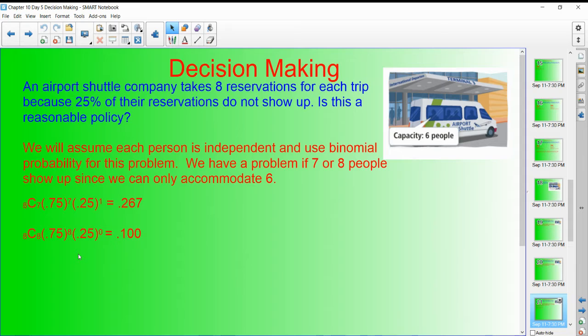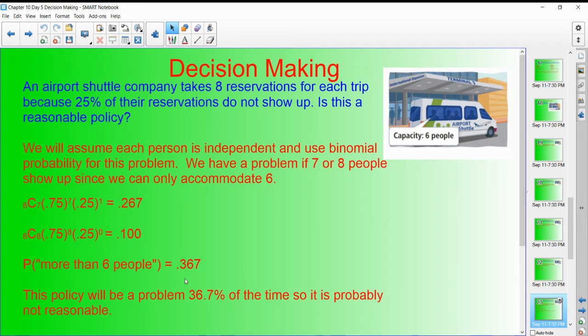So now we can figure out the probability that 7 or 8 people show up by adding these. And we realize that roughly 37% of the time we're going to have a problem. 37% of the time, too many people are going to show up and we can't get everyone to the airport. Therefore, I'd say this policy is a problem. So this company probably shouldn't sell 8 reservations, maybe sell 7.